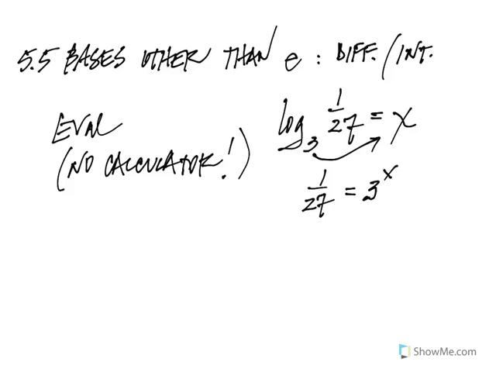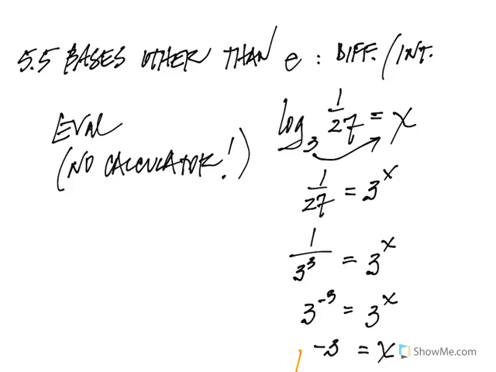If I give you a problem like this, which is no calculator, the idea is to get the bases to be the same. So I've got 3 to the x is equal to 1 over 3 cubed, which means 3 to the x is equal to 3 to the negative 3, if I just move that from bottom to top. So x is equal to negative 3 after I eliminate the base.